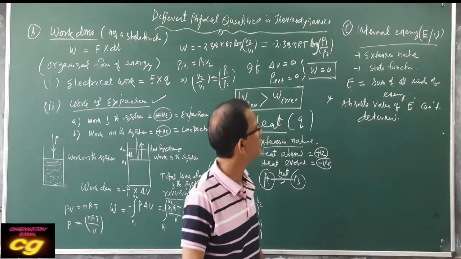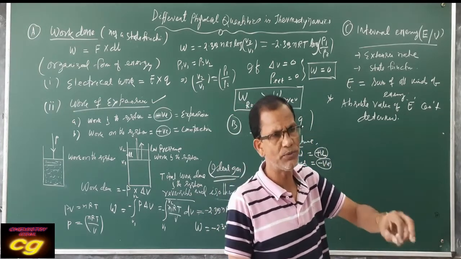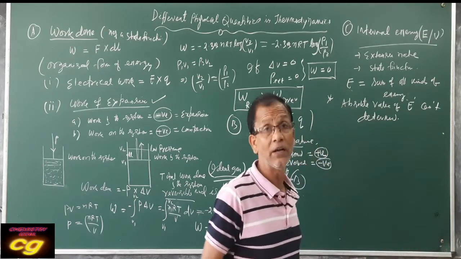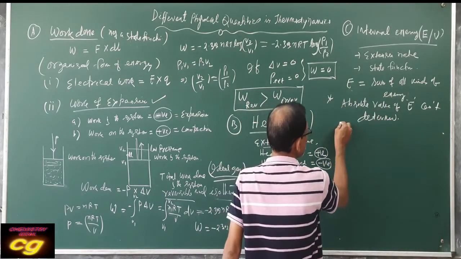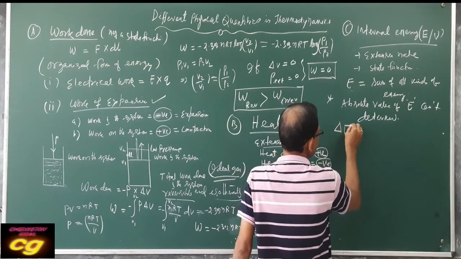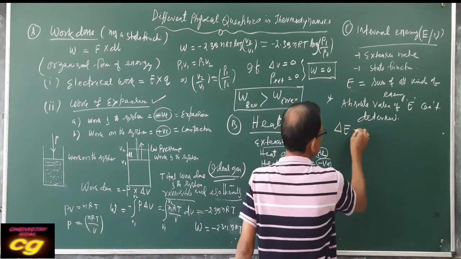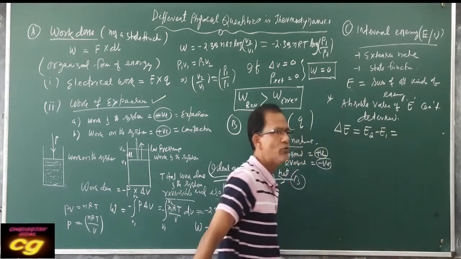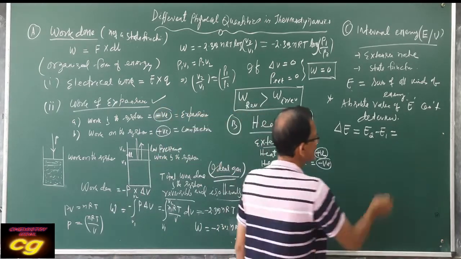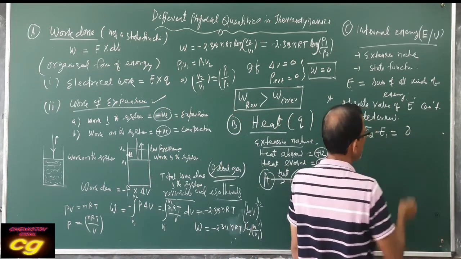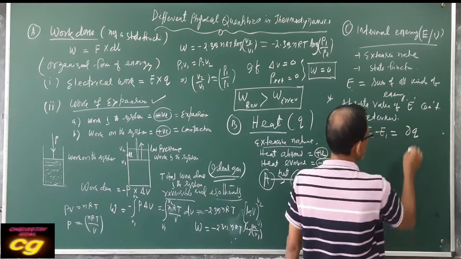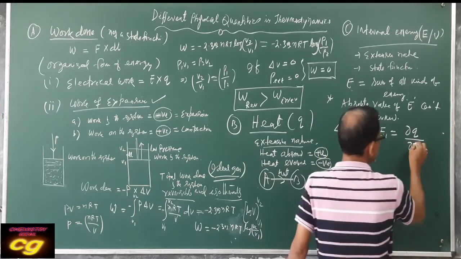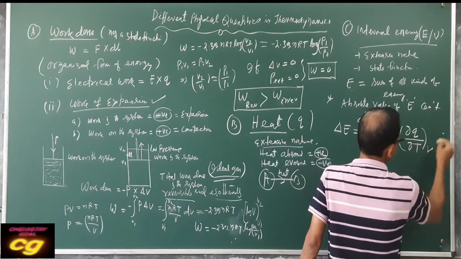Absolute value cannot be determined because we cannot calculate the actual value of energy possessed by the system. That's why absolute value cannot be calculated. But the change in internal energy, that is delta E, is equal to final minus initial. It is calculated in the form of heat change that takes place per degree change in temperature at constant volume.